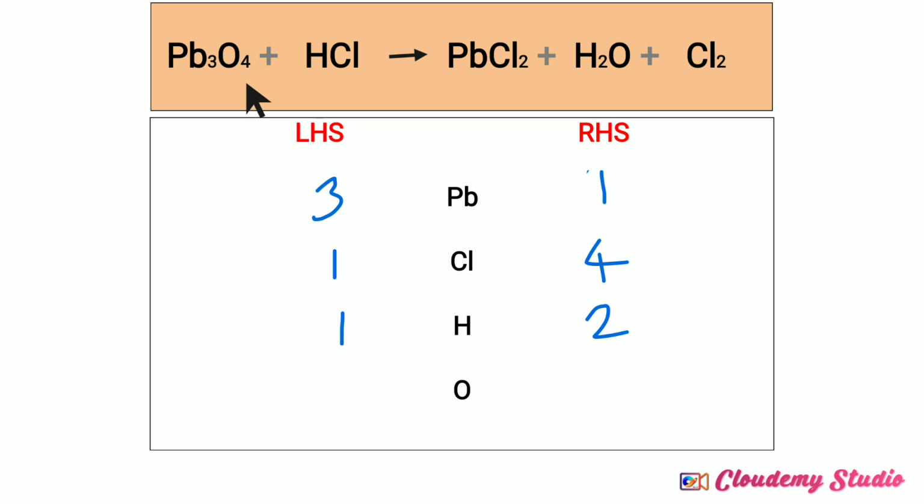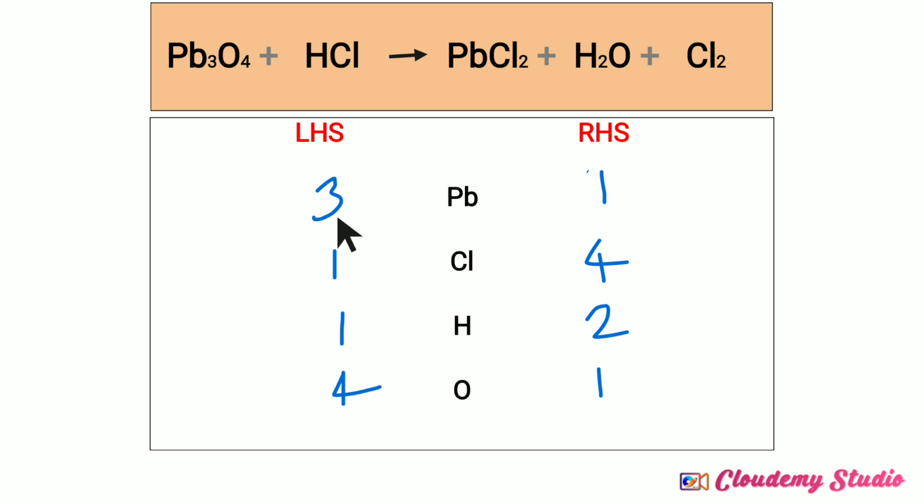Oxygen on the left hand side is present 4 times, but on the right hand side, in water, it is only 1 time. That we can write. Right. Now we have listed out the atoms on the left hand side as well as the right hand side.